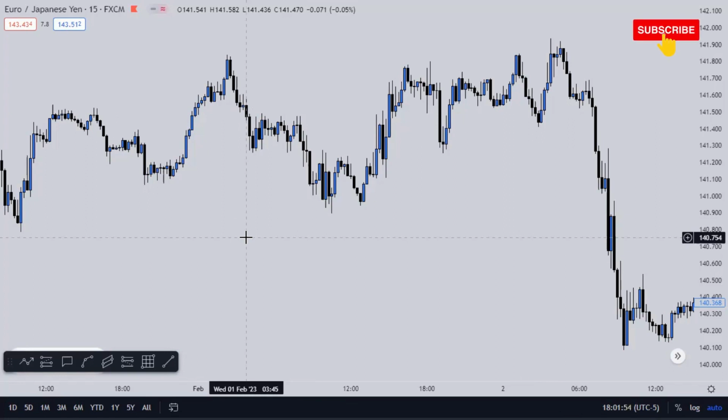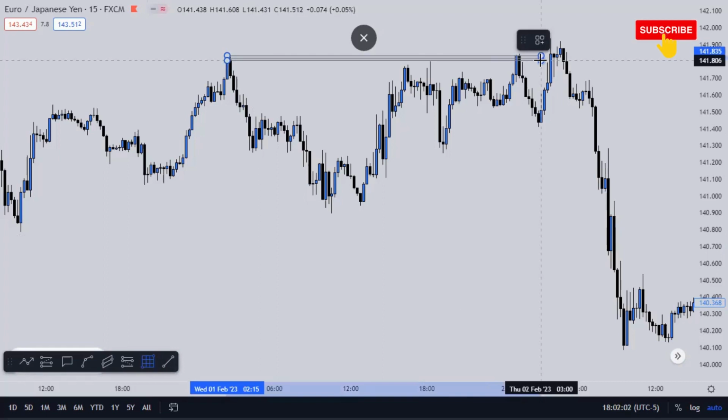You get me? Okay, now let me just illustrate to you right now what I'm trying to say. So here we have resistance. Resistance is a key level above price, and support is a key level below price, meaning you sell at resistance and you buy at support.